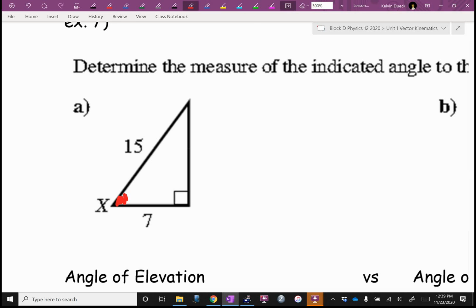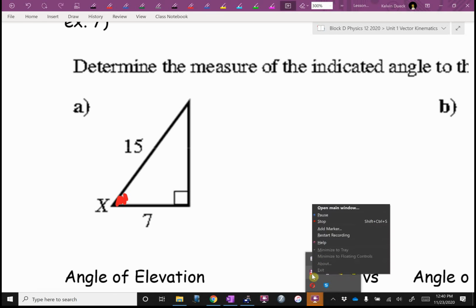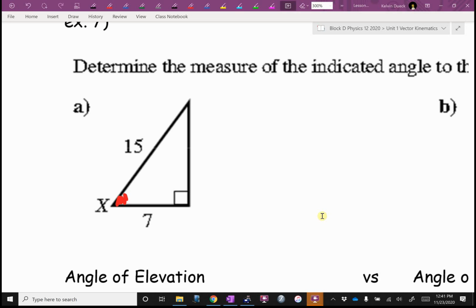That 15, opposite, adjacent, or hypotenuse. Give me 1 second. Sorry, that 15, opposite, adjacent, or hypotenuse. Yep, put a little h there. That 7, adjacent. Leave the other one blank, don't confuse yourself.